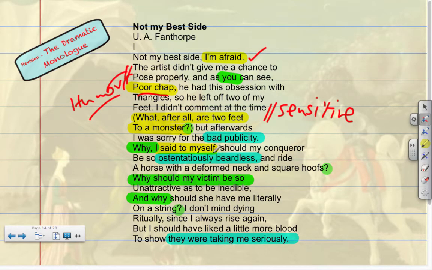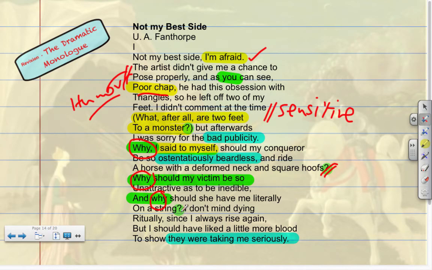Why, I said to myself, should my conqueror be so ostentatiously beardless? So he's not happy that his conqueror or the hero is so young. And ride a horse with a deformed neck and square hooves. He's observant. He's really clearly aware of how the characters look. Why should my victim be so unattractive as to be inedible? So this is part of the feature of the dramatic monologue. And why should she literally have me on a string?